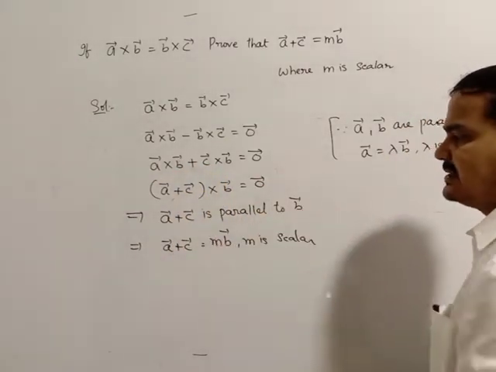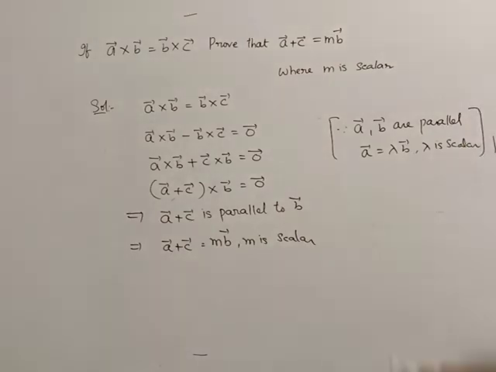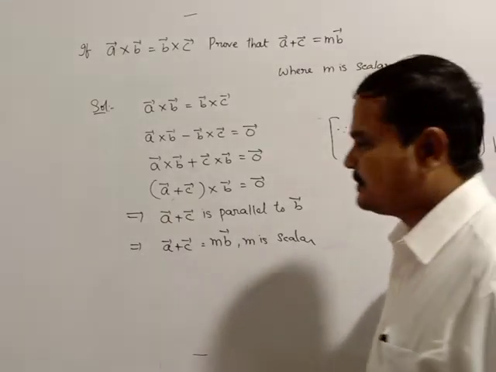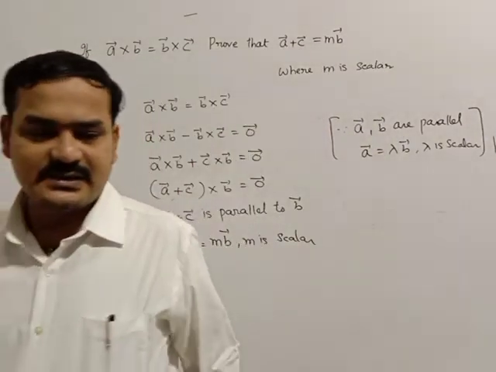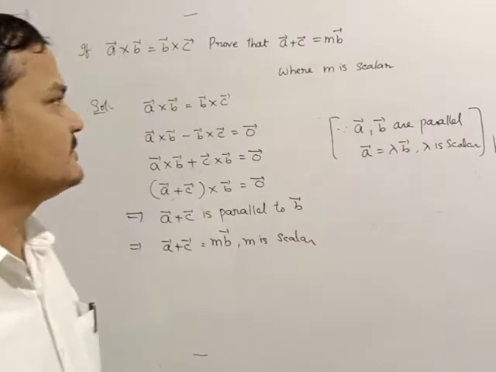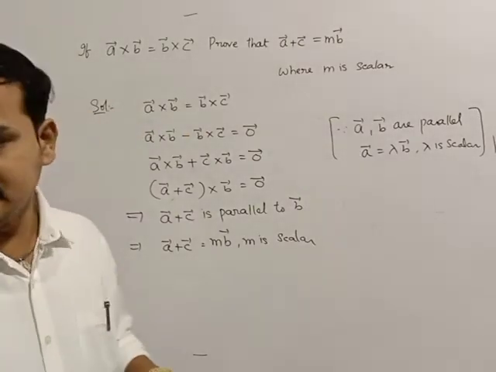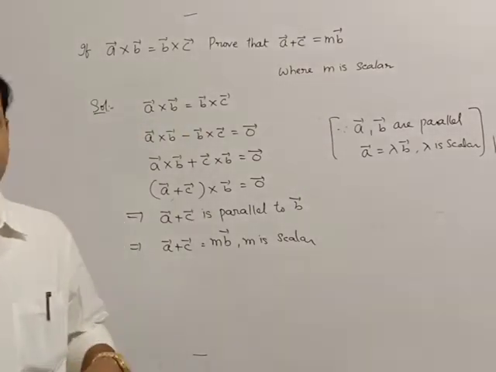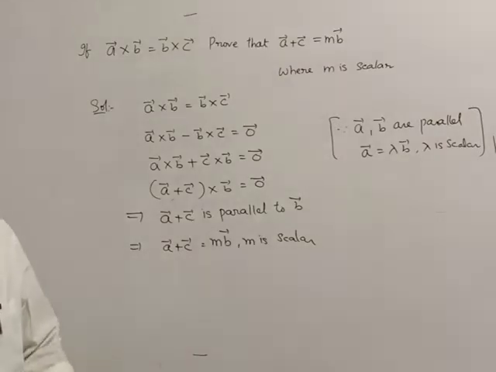So A bar plus C bar is parallel to B bar. Using the definition of parallel, A bar plus C bar is equal to m into B bar. Just observe this question carefully, it is a repeated question. Are you all getting it? If you have got it, then go for the next problem.